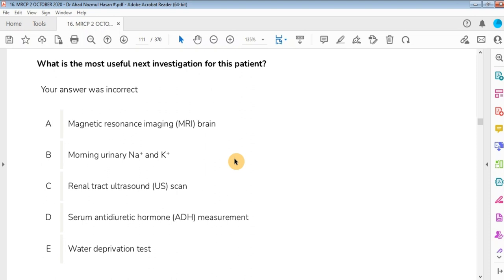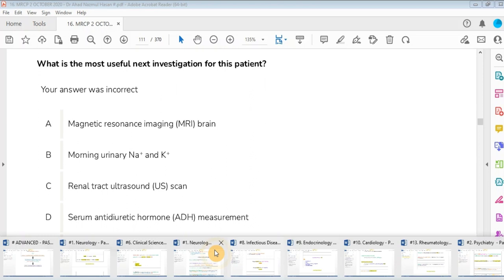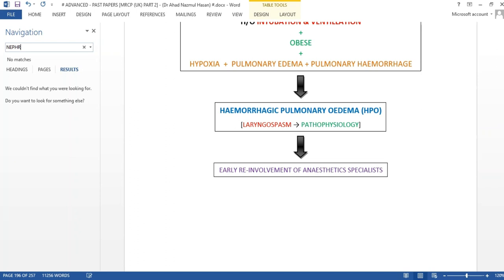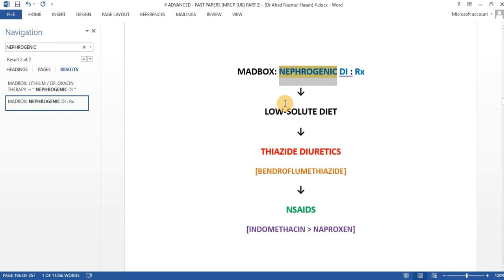So can anyone tell me the treatment for nephrogenic DI? Step 1, step 2, and step 3? Desmopressin? No, not the desmopressin.